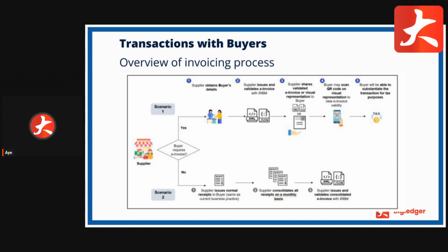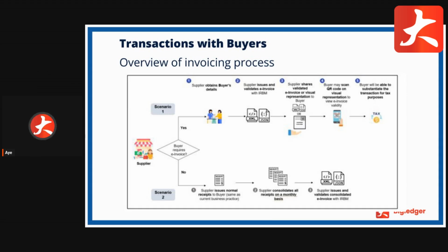Okay, so this is the overall workflow of the e-invoice process. We have scenario 1 and scenario 2. Scenario 1 is the buyer requested the e-invoice. Scenario 2 is the buyer didn't request the e-invoice. If the buyer requested the e-invoice, then the supplier or the cashier needs to get the details of the buyer and submit to LHDN. And then after LHDN validates the e-invoice, they will give the visual representation of the e-invoice, the valid QR code, to the buyer.